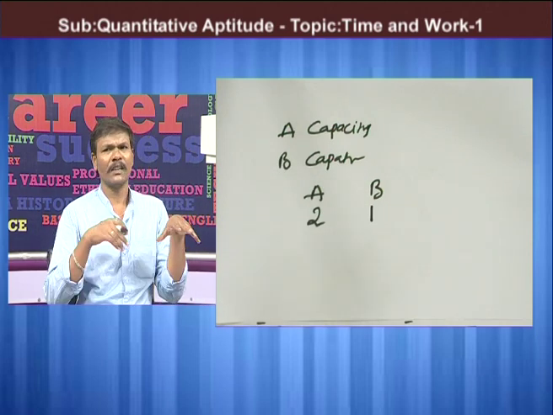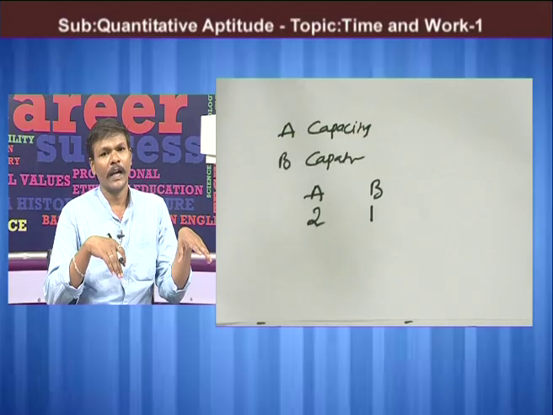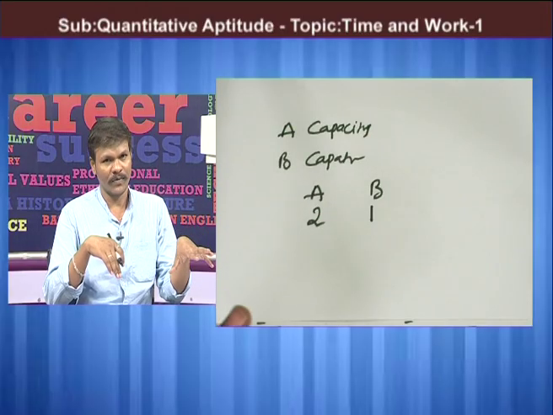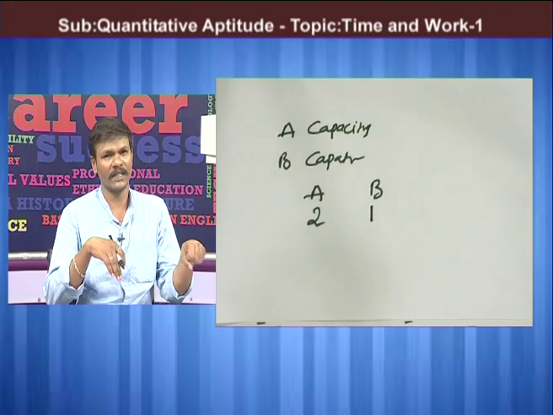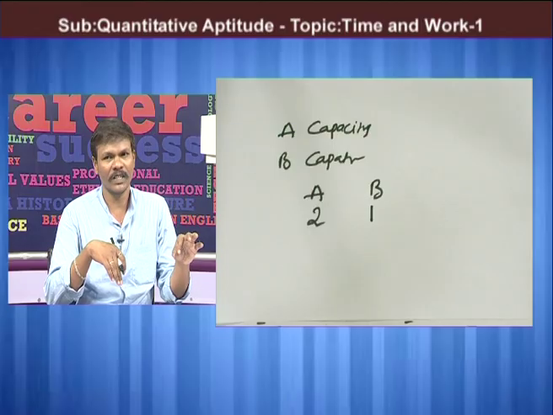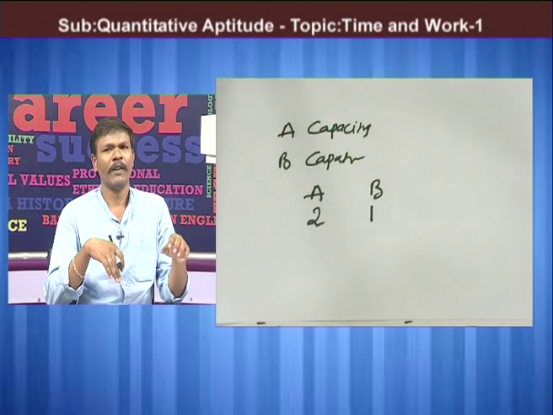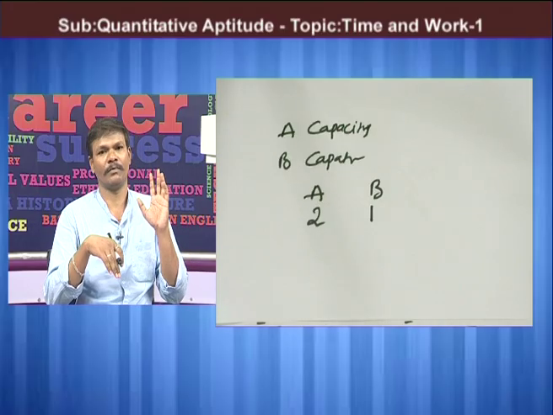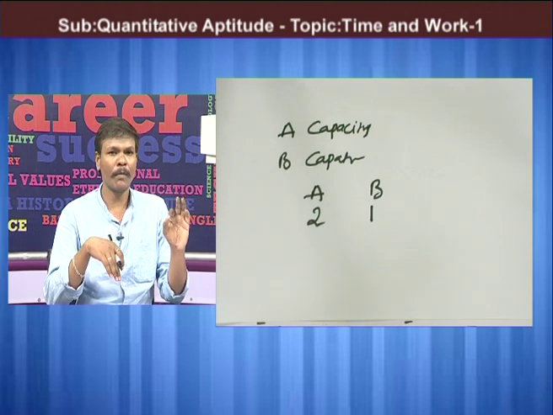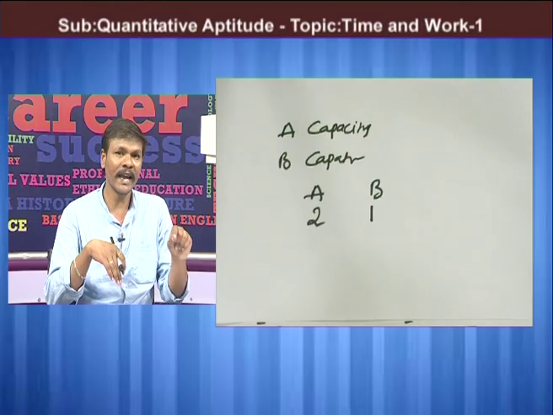So, in generalization, thinking generally, a person who has twice the capability, will he take less time or more time? Just think about it. When we have more capacity, we can complete the work in less time. When we are less capable, we take more time to complete the work. That means the more capable person takes less time, and the less capable person takes more time.